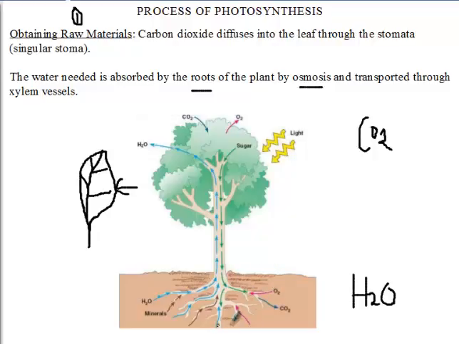Okay, so water is also absorbed by the roots by a process called osmosis, and then transported through the xylem vessels. The xylem vessels are part of the transport system in plants. Remember, we have xylem, that is for the transport of water from the roots to the plants, and then we have the phloem, transport of food from the plants or from the leaves to the roots and then back up.